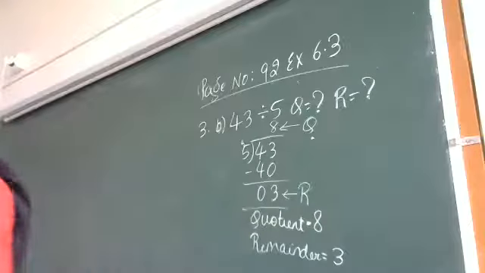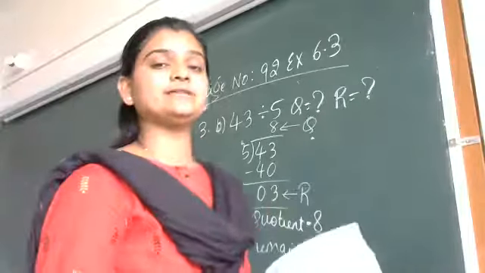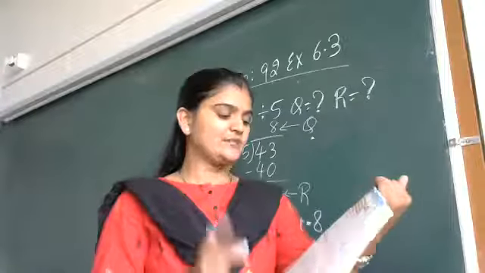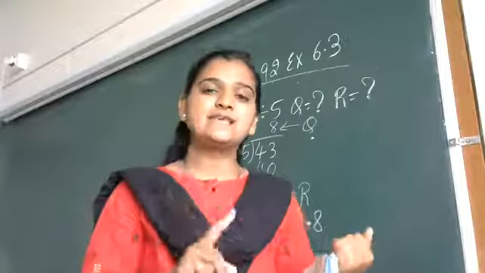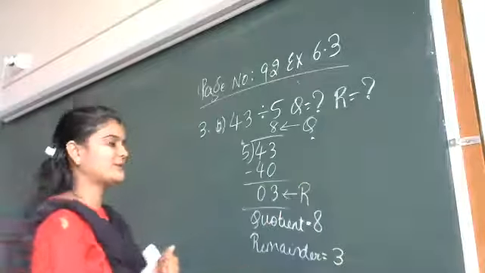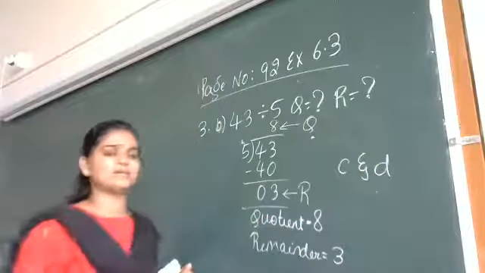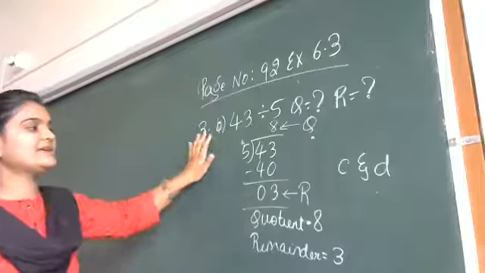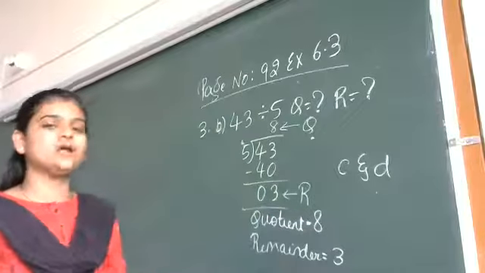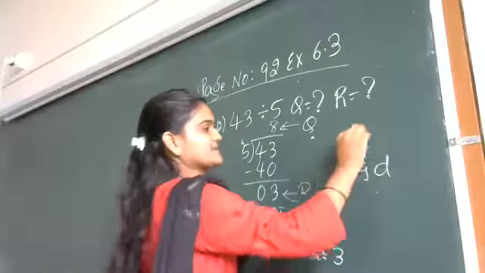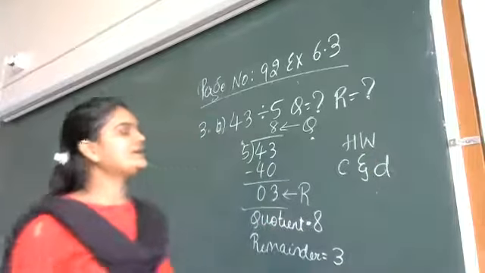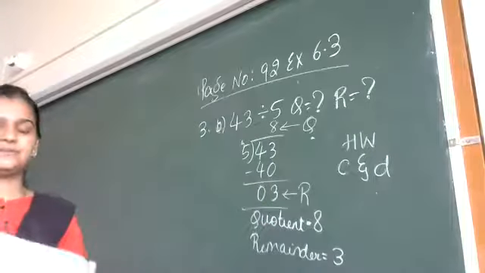Okay? So this is our exercise 6.3, third question. First and second are solved. C and D for homework. Practice C and D. Okay? From question number 3, C and D is for homework. Tomorrow I want the answers. What is the remainder and what is the quotient?